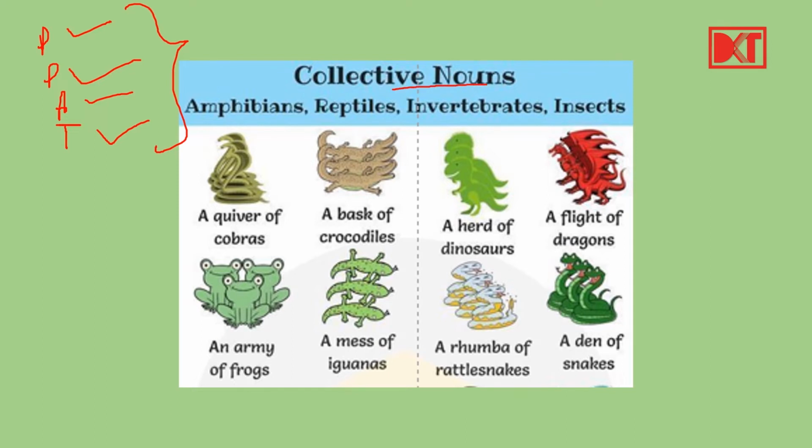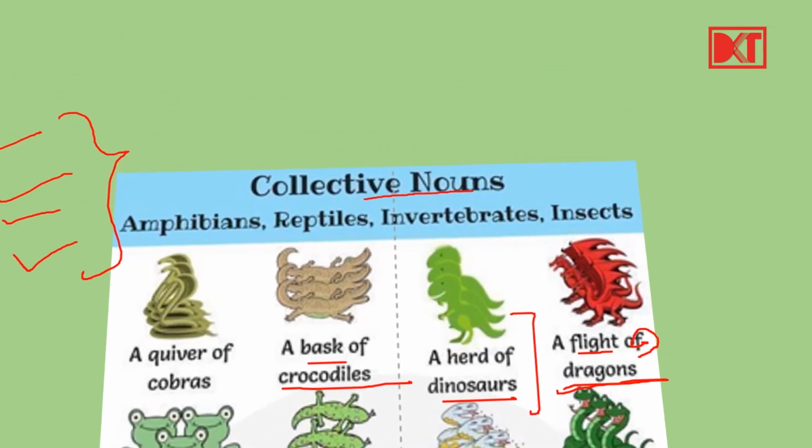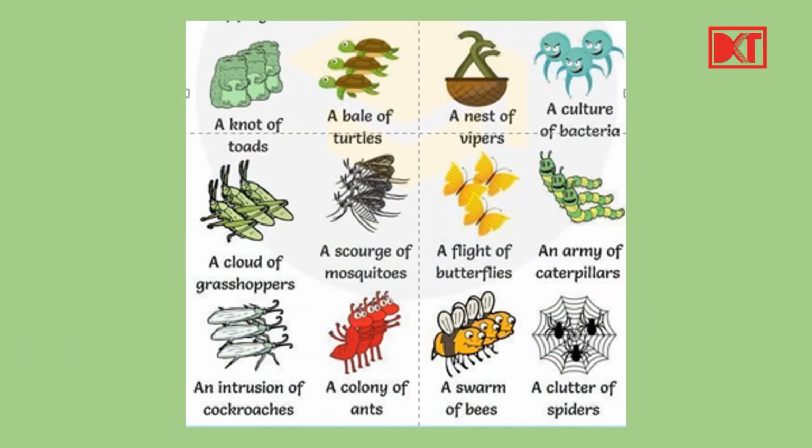For example, here, frogs. An army of frogs. For dinosaurs, we call it a herd. Alright, the snakes, we call it a den. For crocodiles, we call it a bask. In this, you remember the formation: the collective noun plus of plus the plural form of the noun. Now next. Here are a few more.